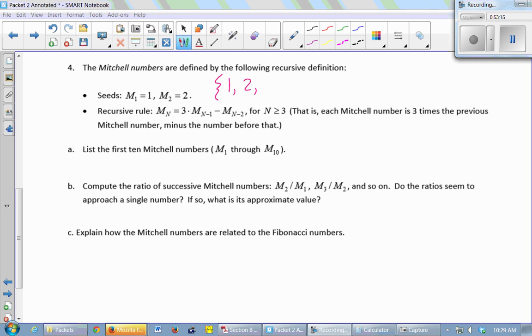This says that any number in the list is 3 times the number right before it minus the number 2 before it. So my next number in the list is 3 times the number right before it, 2, minus the number before that. So 3 times 2 is 6, minus 1 is 5. And then my next number is going to be 3 times 5 minus 2. So that would be 13.